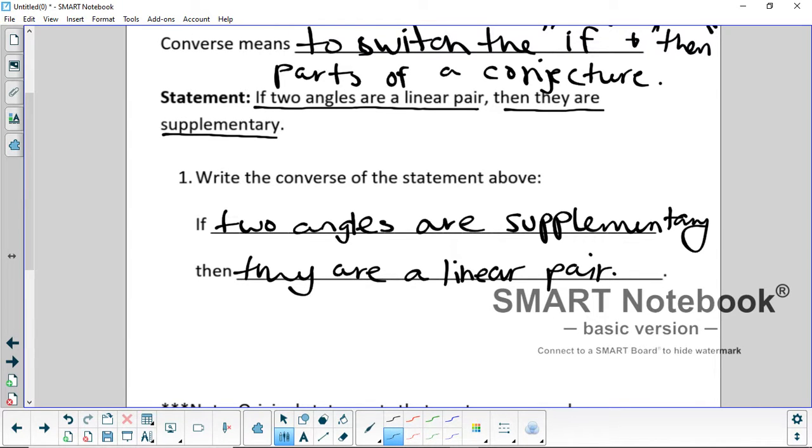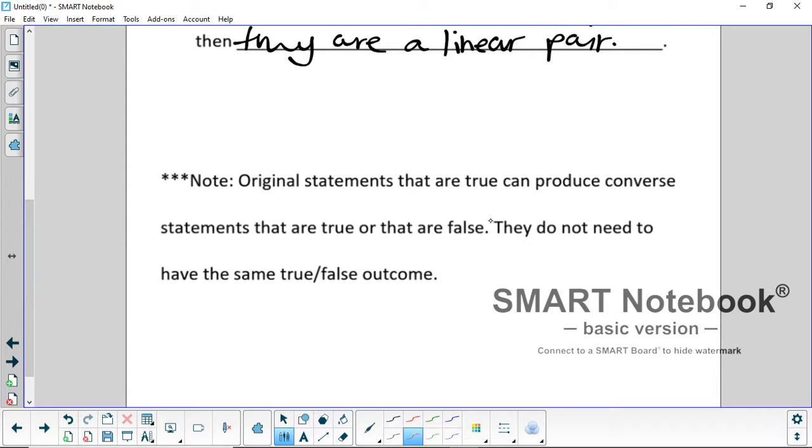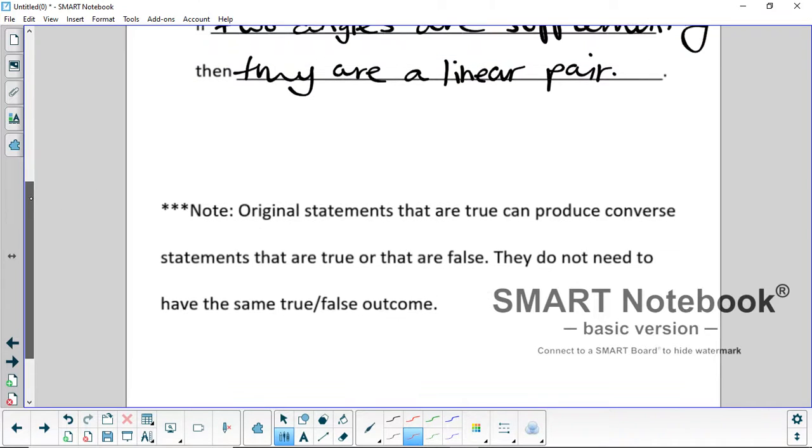Now, just because I wrote the converse of a conjecture that we have, it does not mean that the converse is necessarily true. So if you notice down here, it says original statements that are true can produce converse statements that are true or that are false. They do not need to have the same outcome.